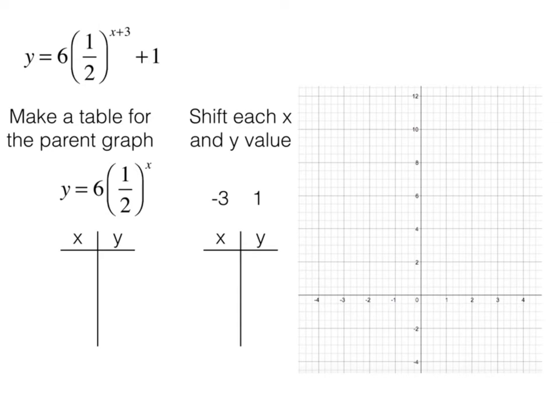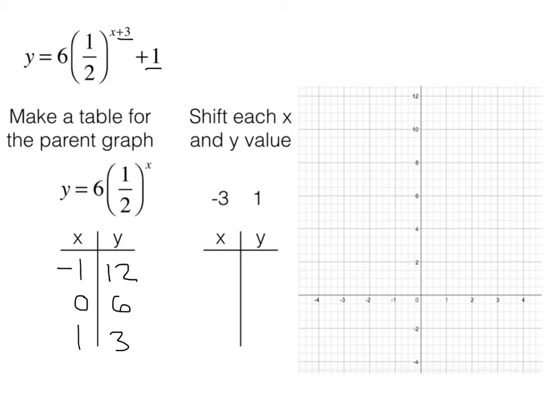Okay, this one has a little bit of a different procedure, but we're going to start the same way. We're going to make a table for the parent graph. The parent graph is the function without the h and k values. So I'm not going to worry about this +3 and this +1 just yet. So I'm going to start by plugging in my values. Get 12, 6, and 3.